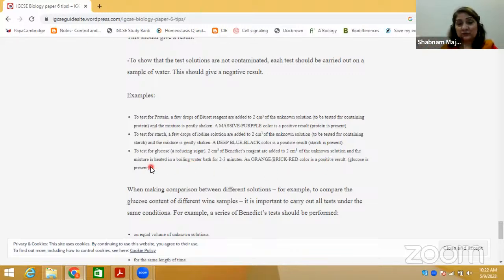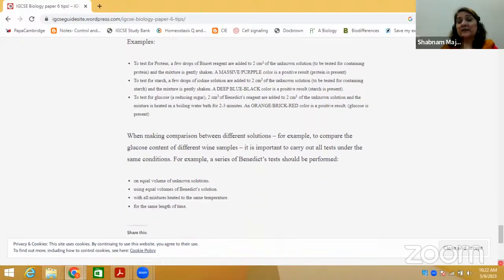So add it to the solution, heating to boil for 2 to 3 minutes, a minimum of 80 degrees centigrade, and it will give an orange brick red color. In between, as I said earlier, after blue it can give yellow green. If the concentration of glucose is low, in between you may get a little green, yellow. But if the concentration is high, it will quickly give the orange red color, which indicates presence. When making comparisons between different solutions, for example, to compare the glucose content of different wine samples, it is important to carry out all tests under the same conditions.